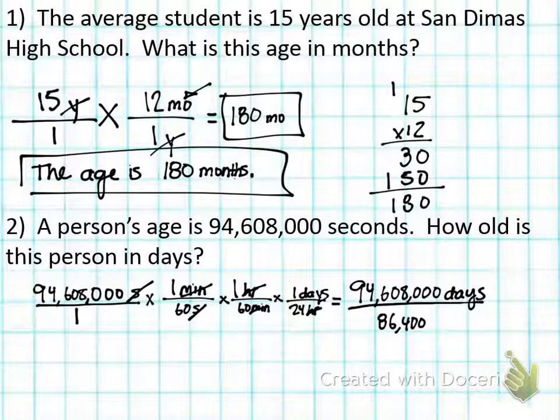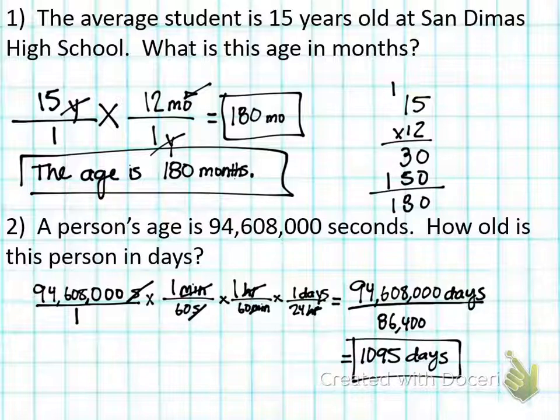I'm going to start with 94,608,000 divided by 86,400, and we get 1,095, and that's in days. Okay. So this person is 1,095 days.